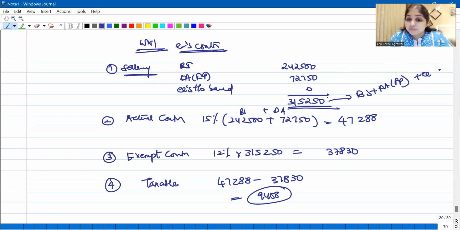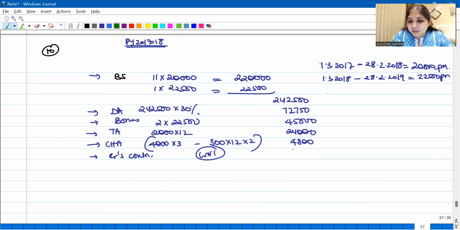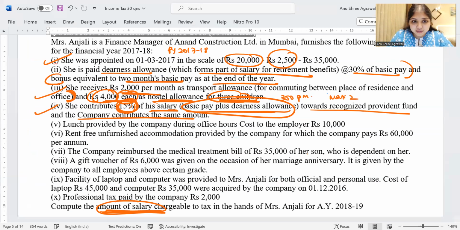In this question, it so happens that these two numbers are the same, but you can't take this number as it is over here. You can't write this number as it is over here because the question says actual contribution is 15% of basic plus DA. So you have to show that calculation. Is this clear, everybody? So what is a taxable employer's contribution? 9,458.